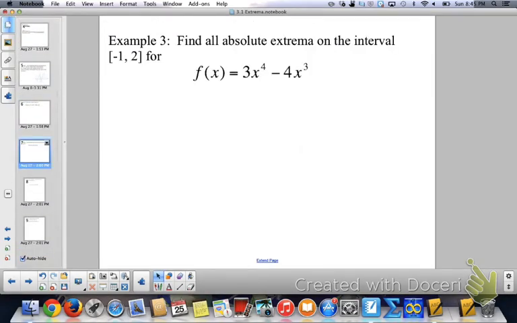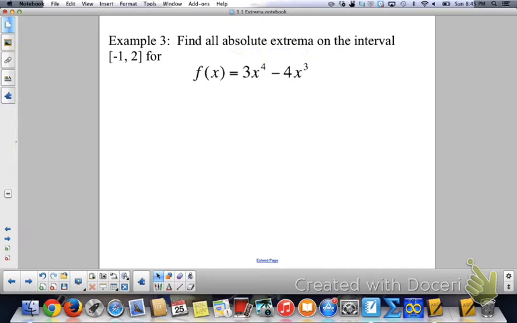All right, find all absolute extrema on the interval from -1 to 2. You might think, where do I even start? Well, first we have to find our critical values, because if you have a critical value, there's going to be a local max or min there, or an absolute. Actually, absolute extrema, and it's a closed interval. So let me show you how to do that.